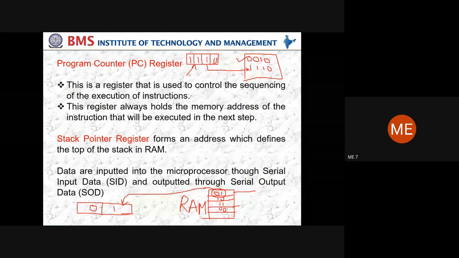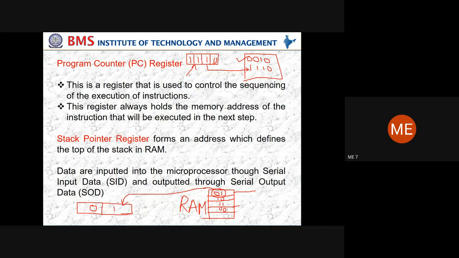That is about the stack pointer register. The content of the program counter register is the address of the next instruction. The content of the stack pointer register is the address of the top of the stack in the RAM. It consists of the address of the top of the stack in RAM.